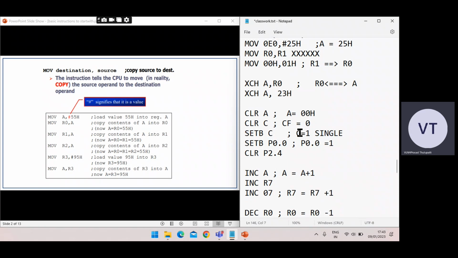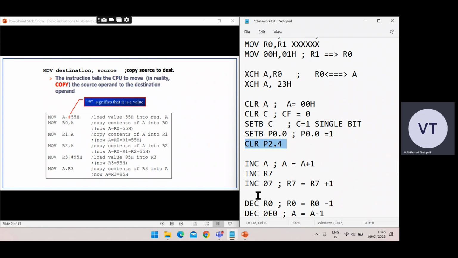If you want to set a single bit like the carry flag, you can set it using an instruction called SETB. SETB P0.0. P0.0 means port 0, 0th bit. CLR P2.4. CLR means clear. P2.4 is port 2 fourth bit, nothing but the fifth bit of port 2. You want to clear it, then this is the instruction.